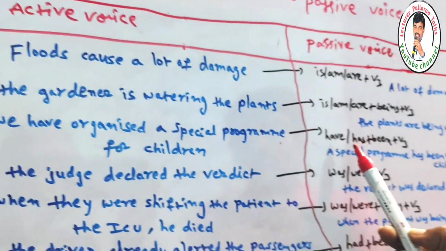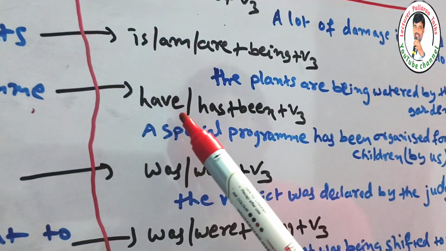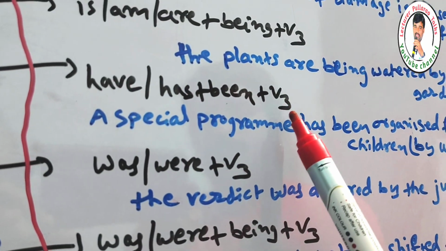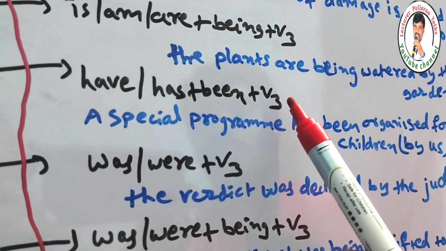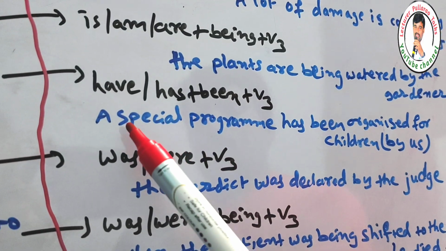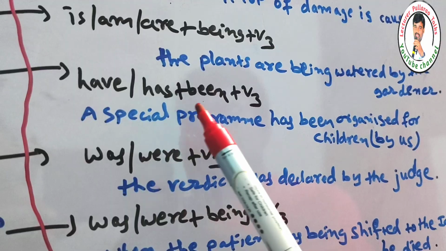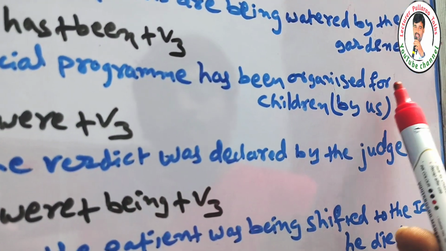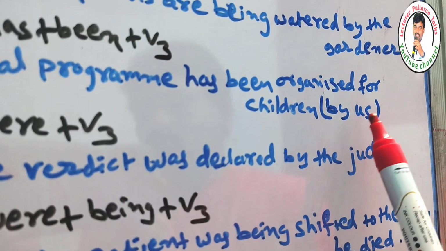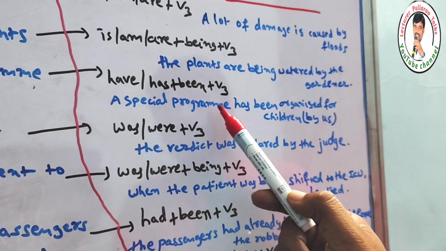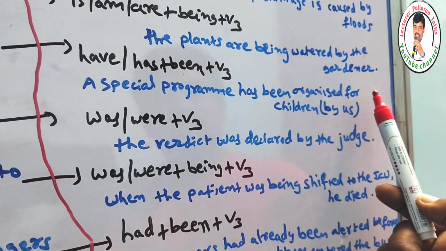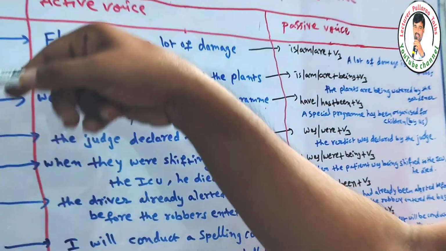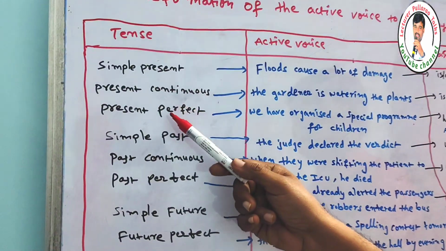Look at the structure here. For passive, have or has plus been plus V3, and begin with this one as a subject. A special program has been organized for children by us. Okay, so these three are related to present tense: simple present, present continuous, present perfect.